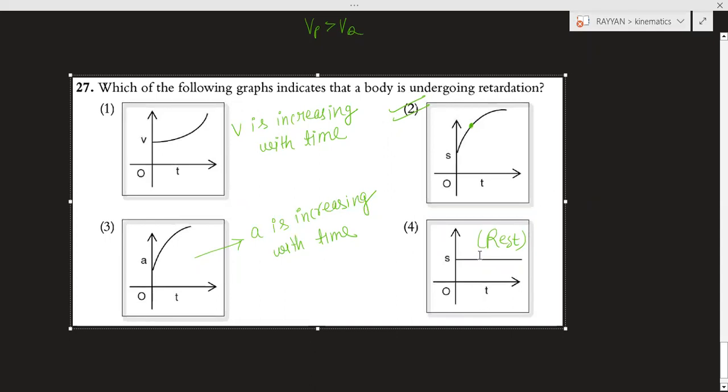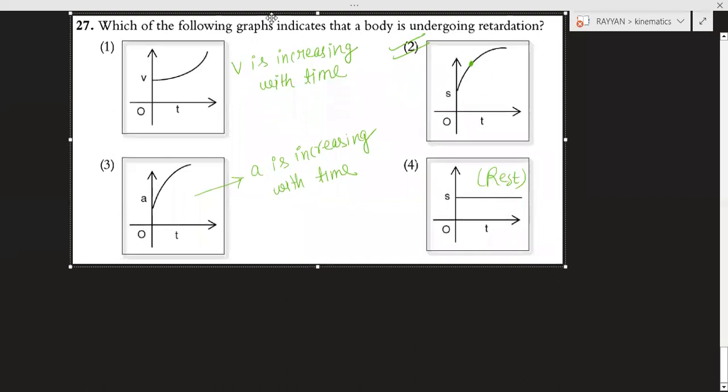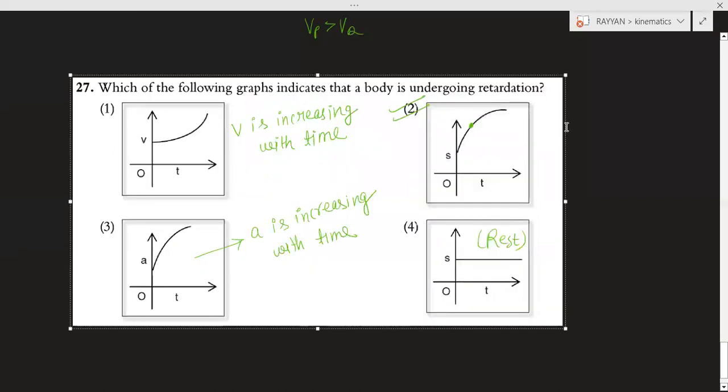Okay, so in graph number 4 the body is at rest. If the body is at rest, there will be no retardation, no acceleration, nothing. That is why this graph is representing the condition of retardation. It means that in this graph with time the displacement is increasing, but the velocity is decreasing. Okay, so you can just copy this. Then we will discuss the next question.